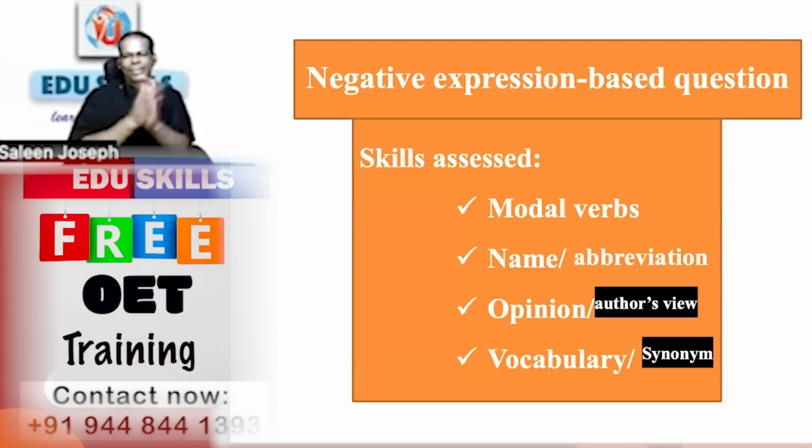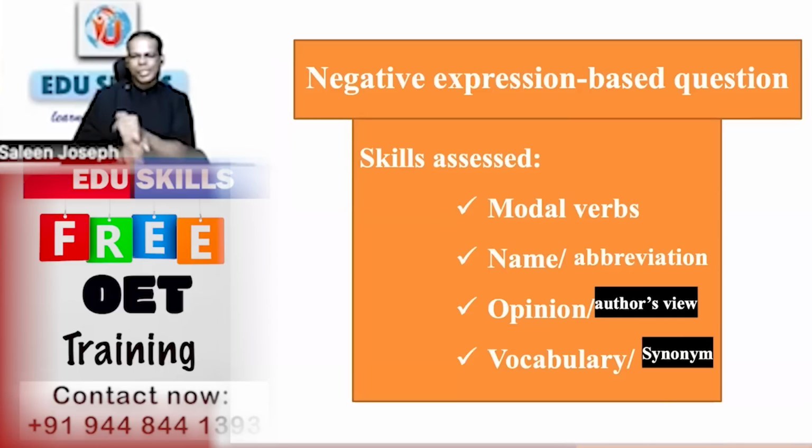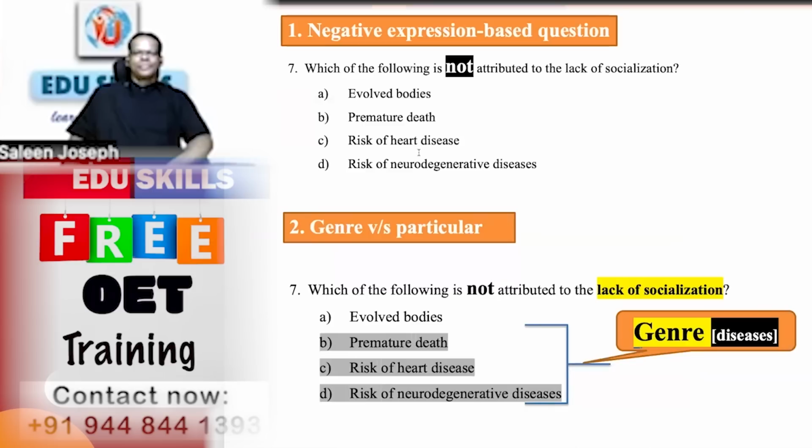Yeah, another strategy I'll give you. Negative expression based questions. Skills assessed: modal verbs, names or abbreviations, opinion, that means author's view, vocabulary, synonyms normally. Read this one. Now you see this is negative. Which of the following is not attributed to the lack of socialization? You have to select one. The strategy is genre and particular, or brand name and generic. You have heard of brand name in medicine, brand name and generic name.